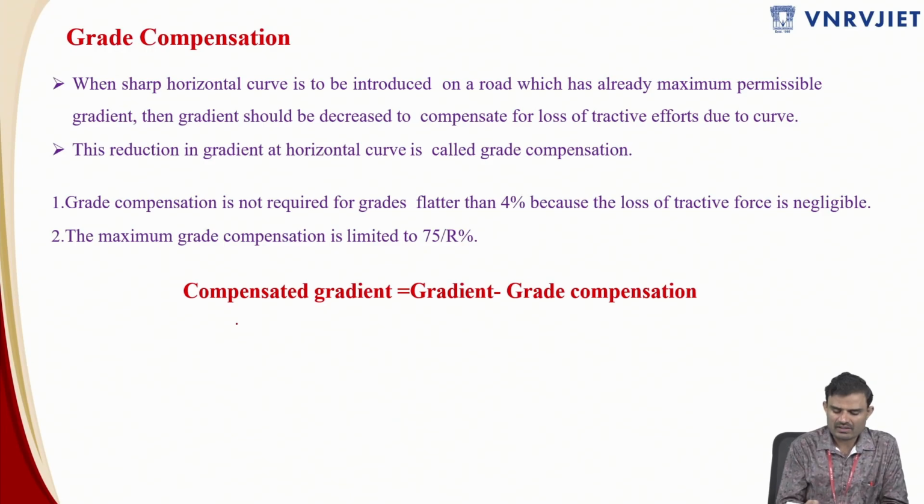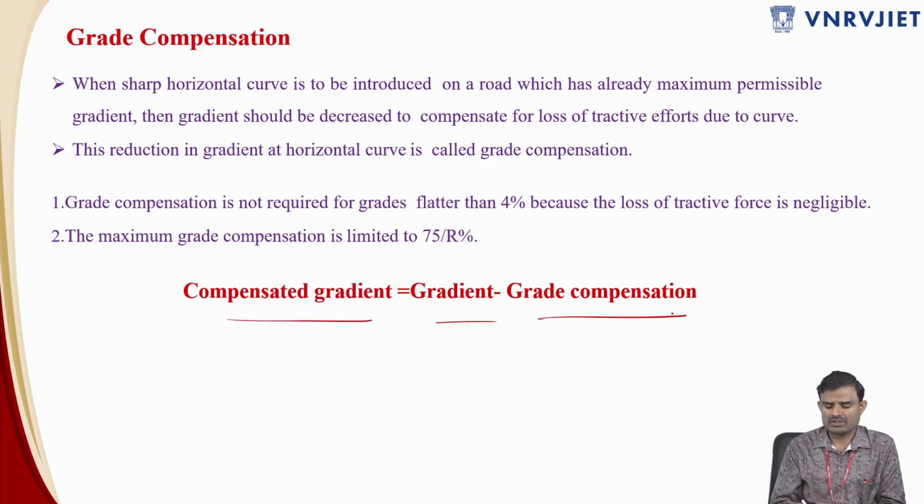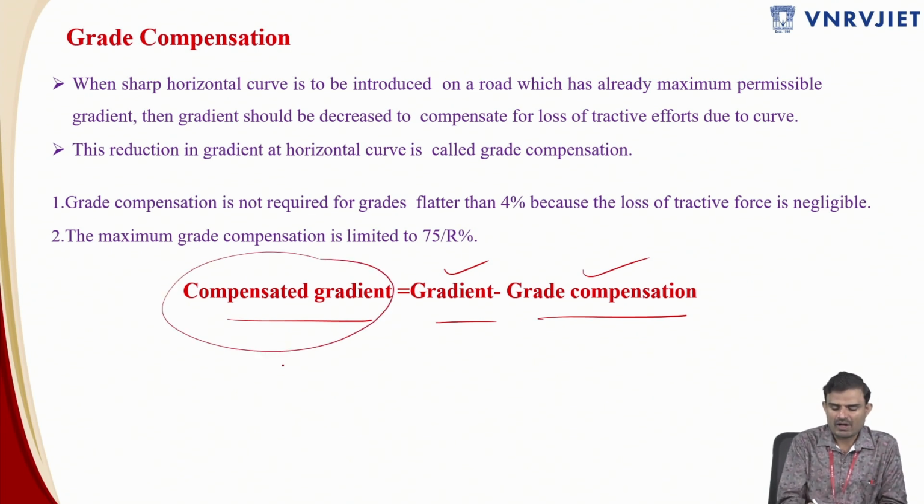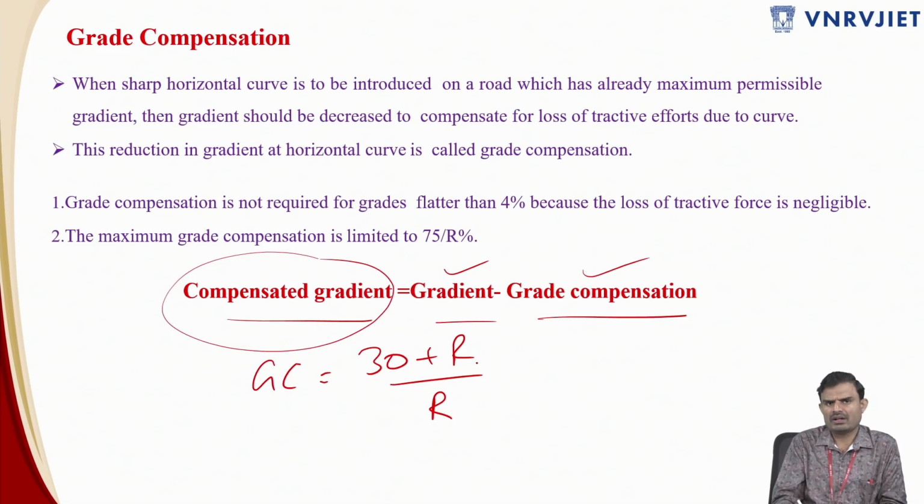Right, so the formula for compensated gradient is nothing but gradient minus grade compensation. Okay, so whatever the gradient you are having, from that you are going to provide some compensation. So that compensation is said to be the grade compensation, and ultimately whatever the value you are left with is nothing but compensated gradient. There is a formula for grade compensation. GC is equal to (30 + R) / R. Because this gradient is provided along with the horizontal curve, you are going to have the radius of curvature.